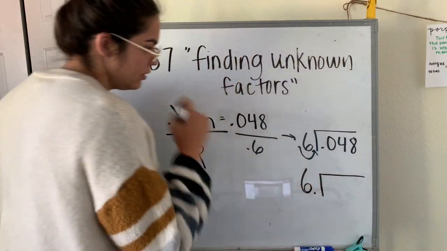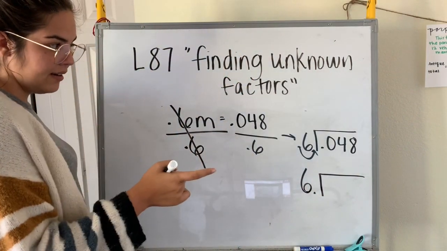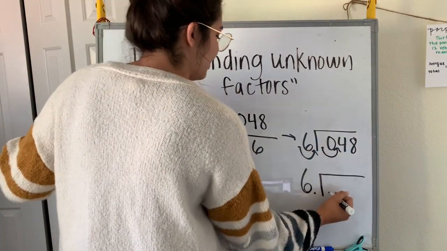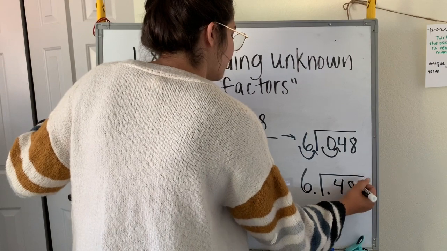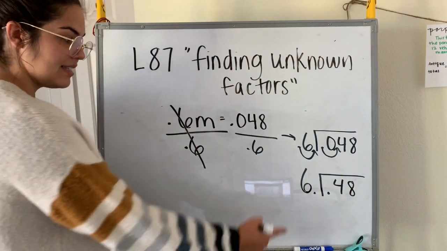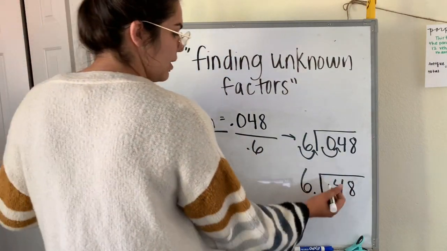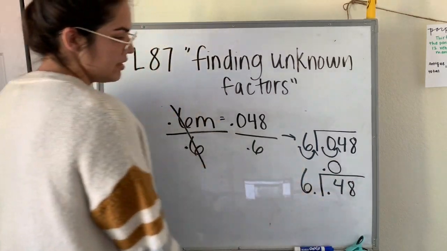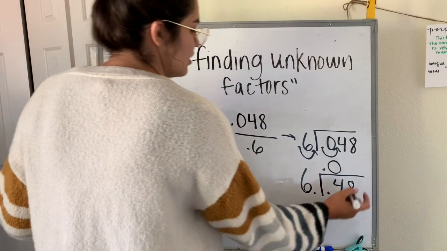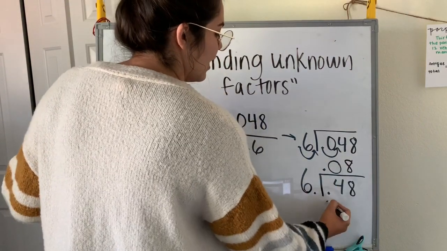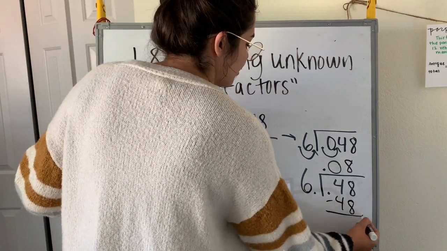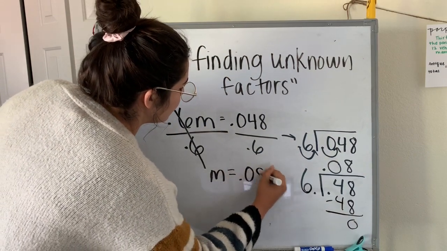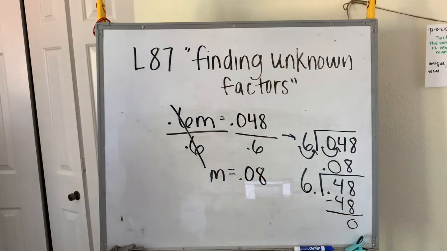And now whatever I do to the outside, I do to the inside. So on my dividend, I'm also going to multiply by 10. Now I can divide since I have a whole number out here. Pull the decimal up. 6 cannot go into 4, don't forget that 0. 6 goes into 48, 8 times. So I know that m equals 8/100.